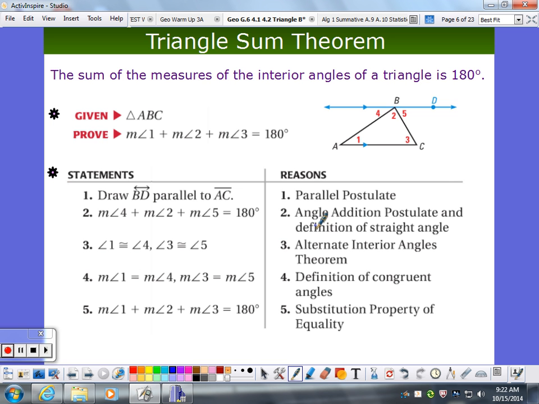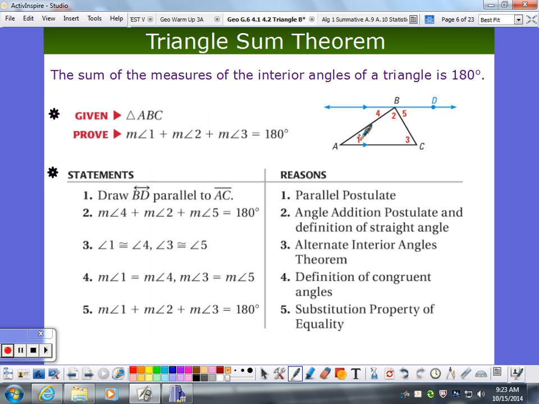A whole lot of stuff going on here. Basically what you're doing is you get a triangle, any triangle, and I want to prove that the measure of 1 plus the measure of 2 plus the measure of 3 is 180. So what we do is we draw this parallel line to AC. Just let me finish, okay? So we draw this parallel line, and first I'm going to say that 4 and 2 and 5, you add up those measures to get 180. A number of reasons: angle addition postulate, definition of what a straight angle is, right? So we can figure out how to get that to be 180.